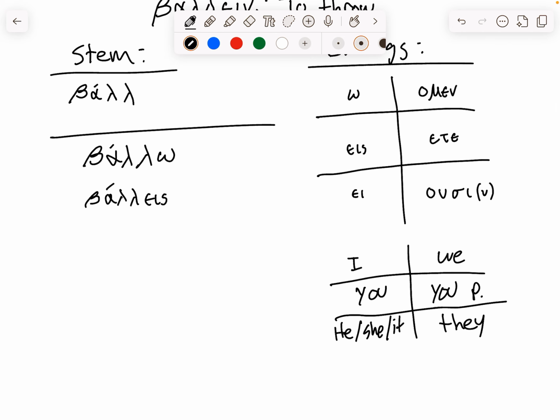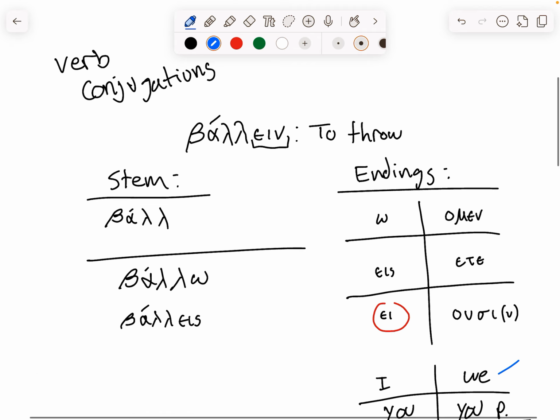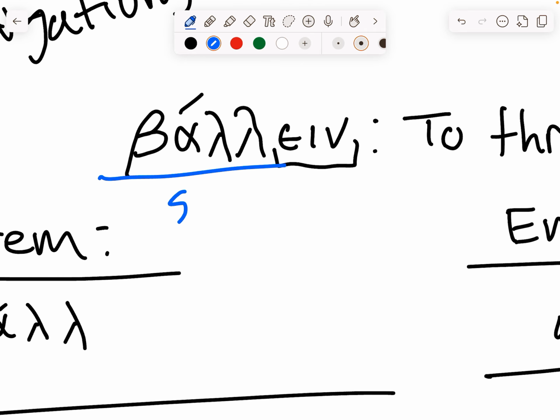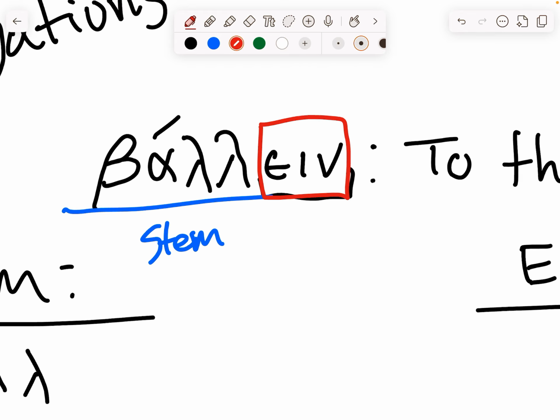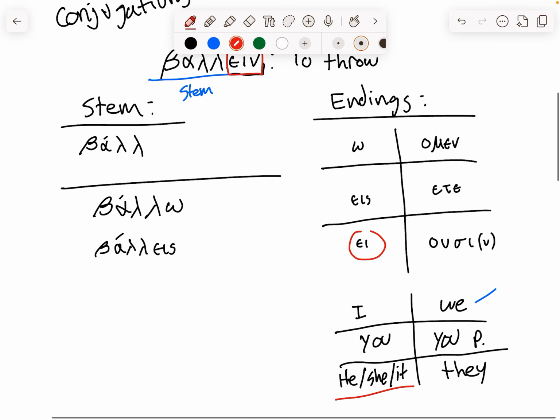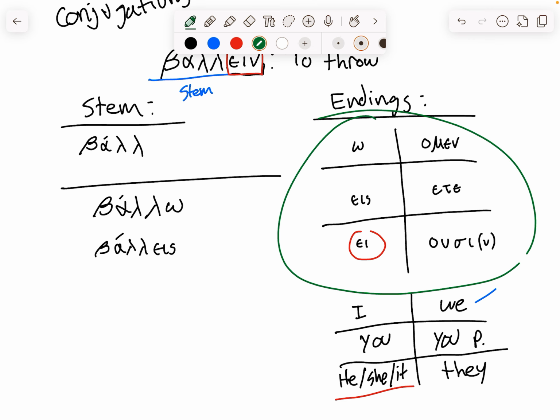Balo means I throw. Baleis means you throw. Balei means he, she, it throws. Balomen means we throw. Balete means you all throw, or y'all throw. Balousi or balousin, depending on the next word, means they throw. It's very simple. All I need to do is identify the stem and the ending right here, and then just attach these endings right here.